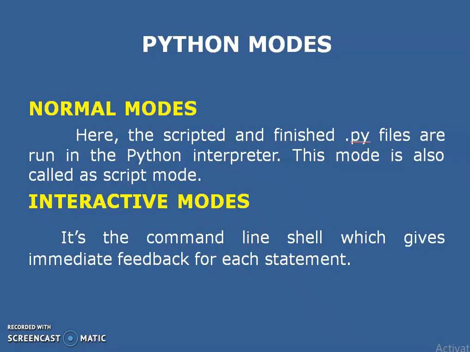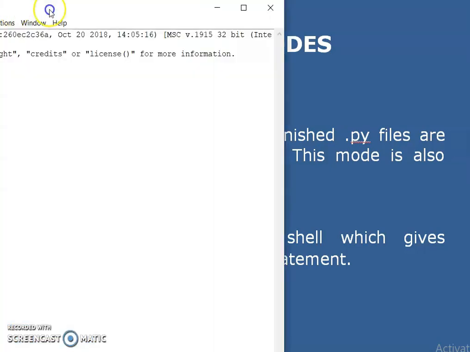Commonly, there are two types of modes: normal mode or script mode, and the other one is interactive mode. In the normal mode, the scripted and finished .py files are run in the Python interpreter, and this mode is also called script mode. Then the interactive mode is the command line shell which gives immediate feedback for each statement. I think it won't be much clearer, so let's move on to the live demo of these modes.